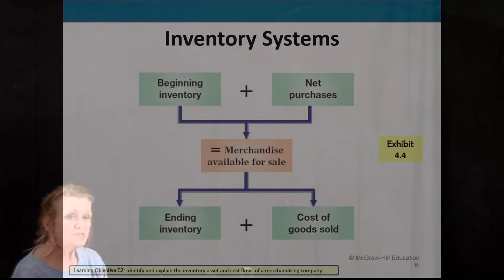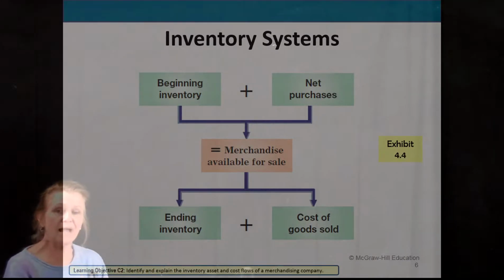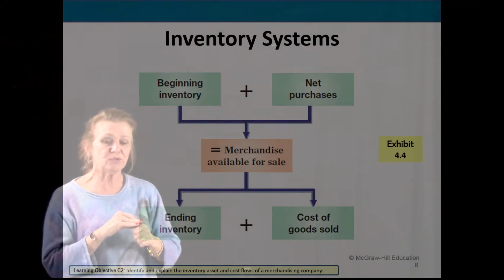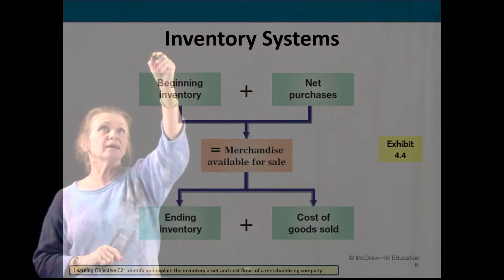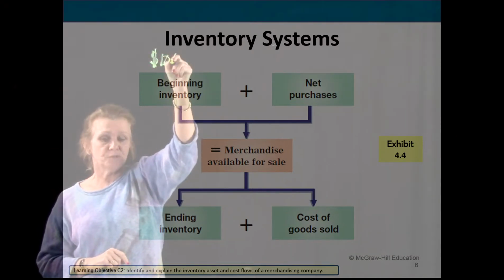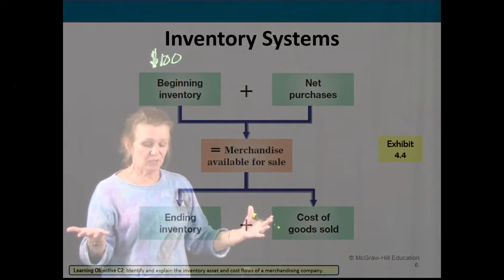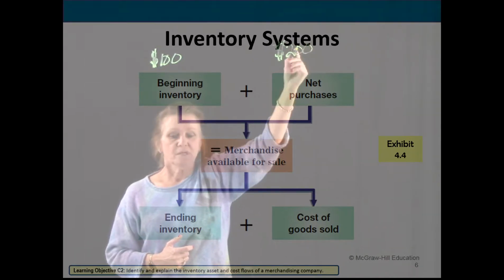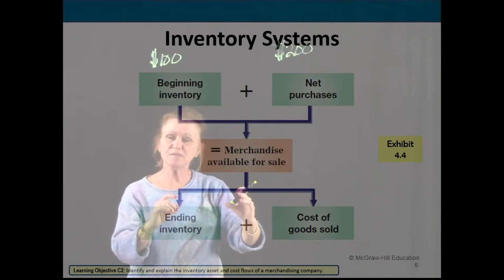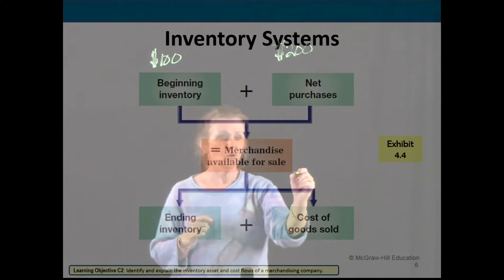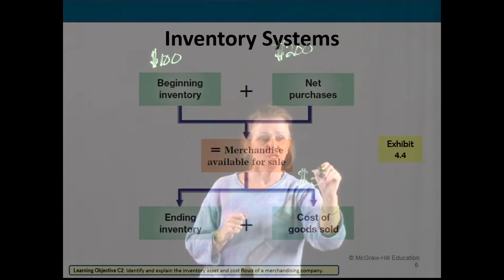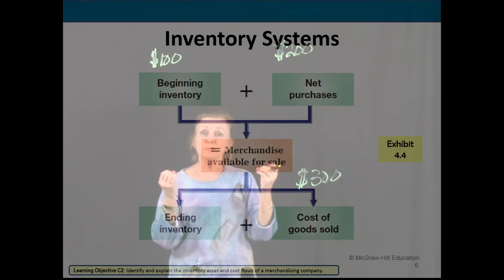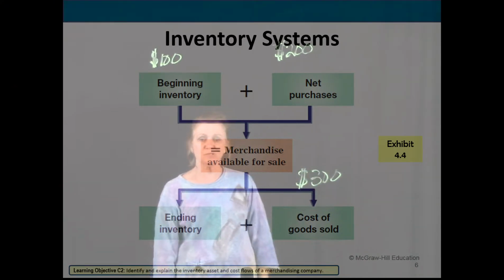As we're trying to keep track here of our inventory system, I'm going to give you some numbers here, so I think that helps you understand. We start with a beginning inventory of, let's say, $100. During this accounting period, we make net purchases of $200. So our total merchandise available for sale during that accounting period was $300. So during this accounting period, our merchandise in our store available for sale was valued at $300.